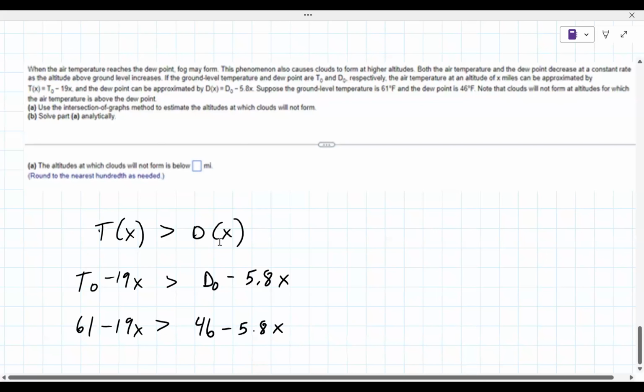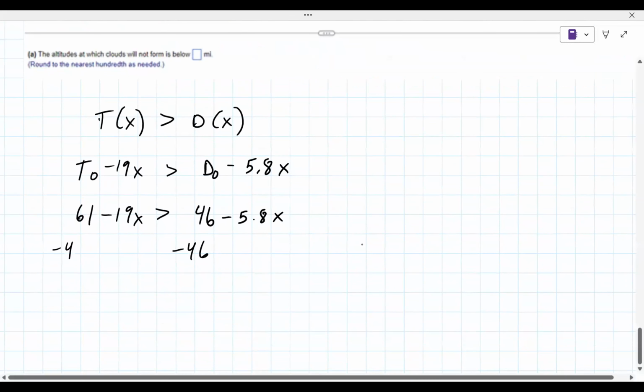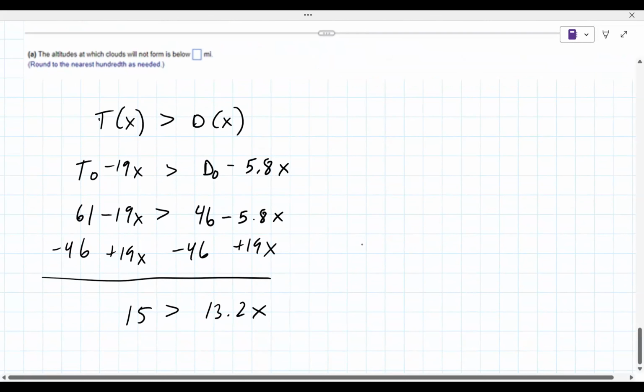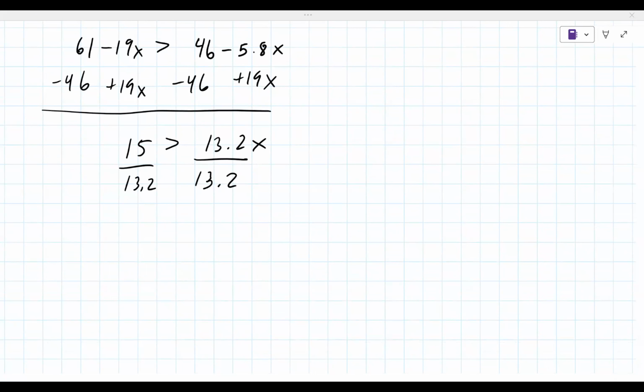Okay, so we're just solving this inequality now. Oh, okay, we're going to subtract 46. We're going to add 19X to both sides. So we have 15 greater than 13.2X. Doesn't seem right. Oh, this is rounded to the nearest 100,000. Okay, and then divide by 13.2. All right, so we're gonna take 15 divided by 13.2.